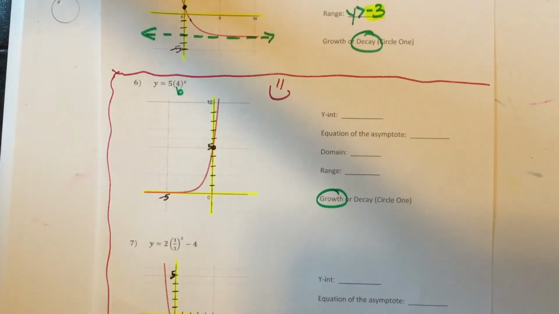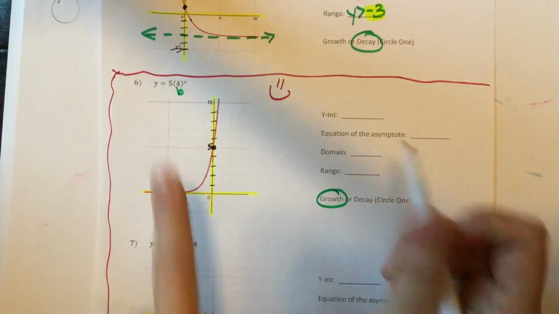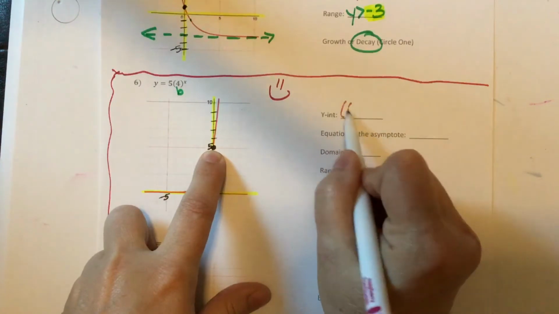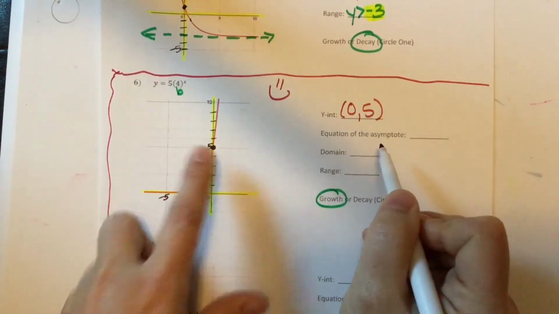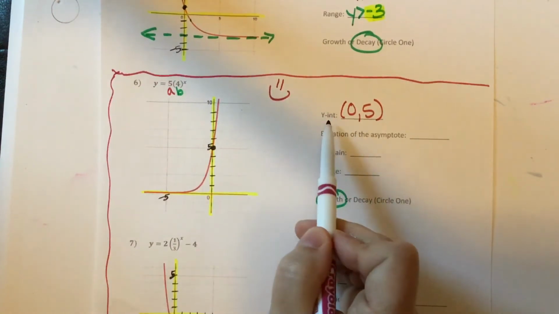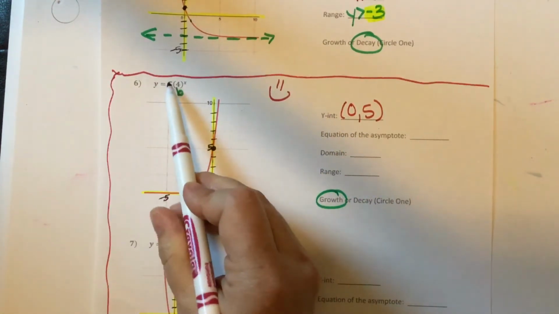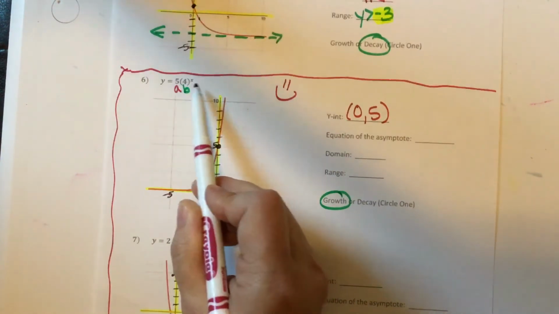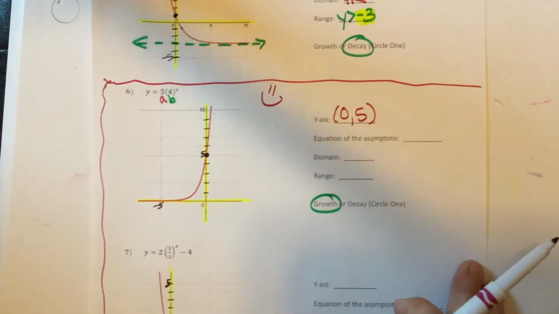My y-intercept is here at 5 because that's where the graph is touching the y-axis. So that's (0, 5). And that is exactly what the a is. So the y-intercept will always be exactly what the a is if you don't see an addition or subtraction sign in the back of the equation.